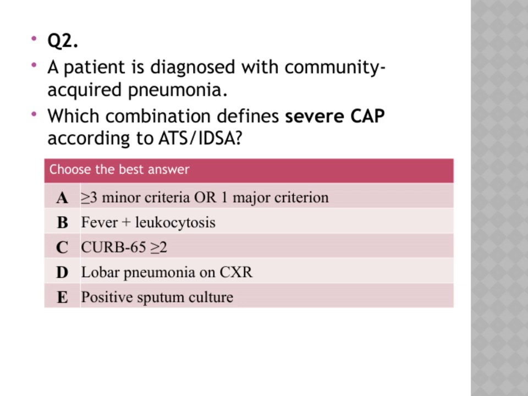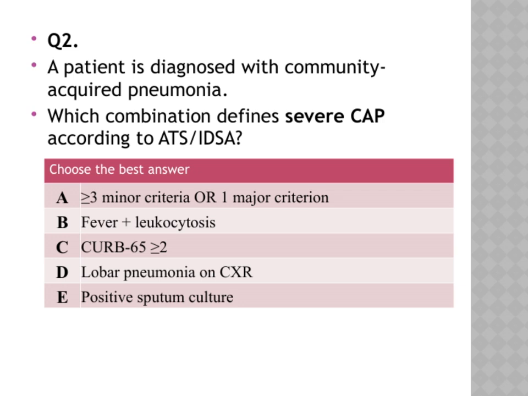Moving to the specific criteria, we see that fever plus leukocytosis is one of the minor criteria, meaning the patient has a fever and an elevated white blood cell count, which suggests a significant infection. Then there's the CRB-65 score, which is a widely used tool to assess pneumonia severity. A score of 2 or more indicates severe pneumonia, signaling the need for more aggressive management or hospitalization.